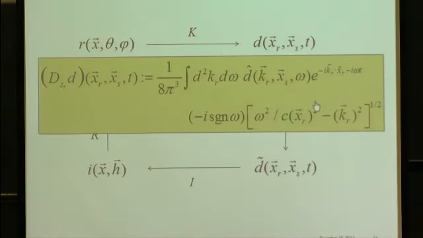So you go to the Fourier domain, the spatial Fourier domain, temporal Fourier domain, and you multiply by the square root of omega squared over the local velocity squared minus the horizontal wave number squared. This turns out to be equivalent to a vertical derivative.